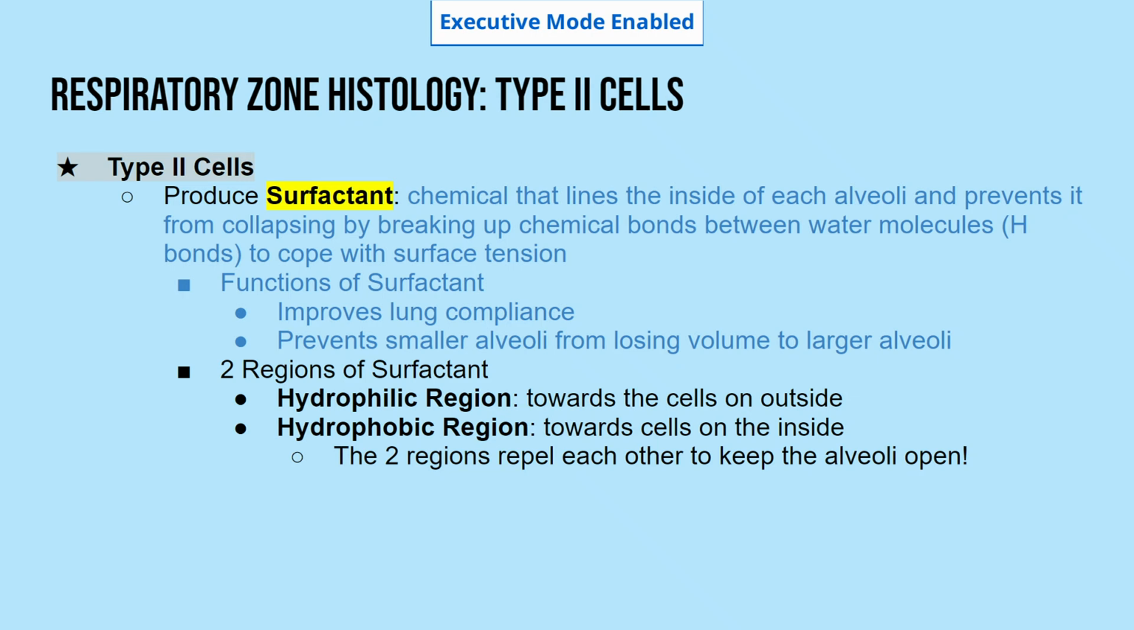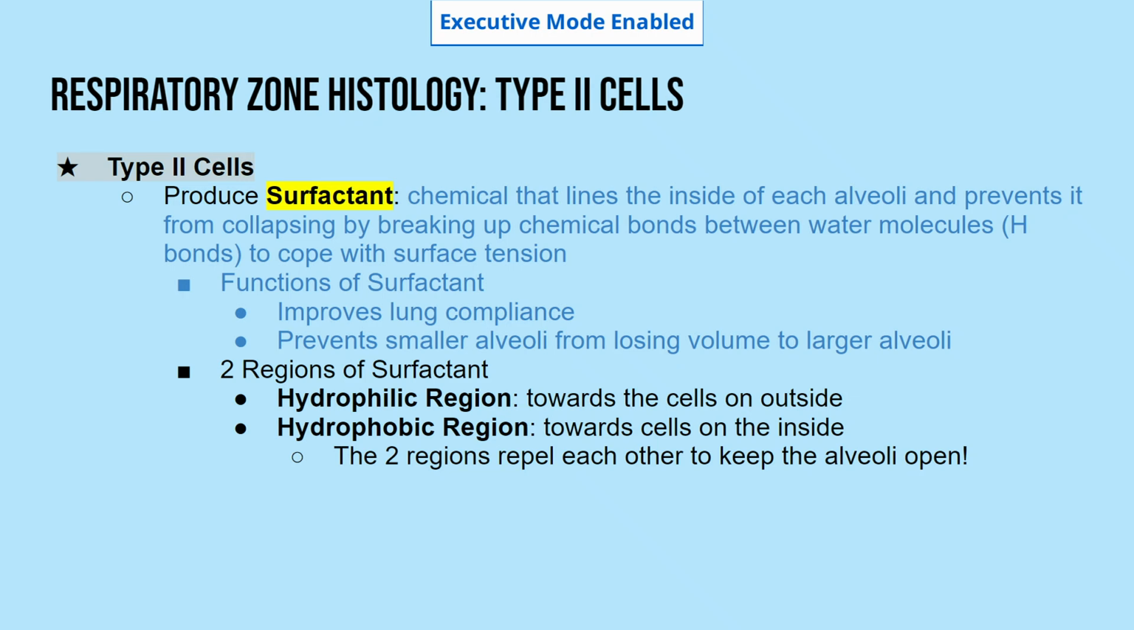Type 2 cells, on the other hand, produce something called surfactant. This is a chemical that lines the alveoli and prevents them from collapsing. So it's an opposing force in the opposite direction. And it does this basically by breaking the chemical bonds between water molecules.